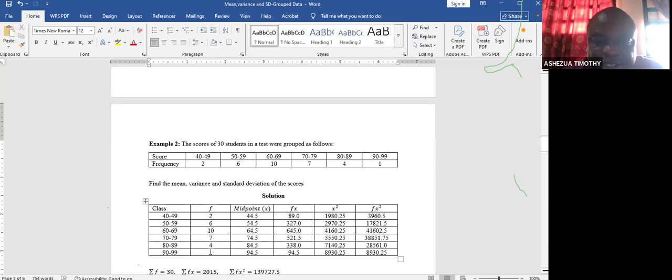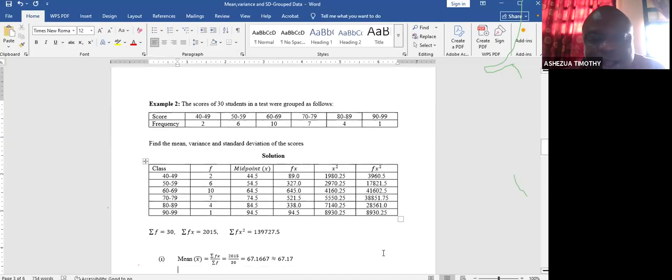Of course, it's only one person that was brave enough to be in this category, and therefore, if you multiply 1 by this value here, you have this value. So quickly, without waste of time, ladies and gentlemen, sum f, I'm summing all these values here. If you sum all these values here, you will get 30.